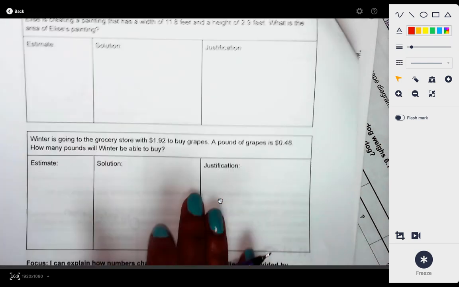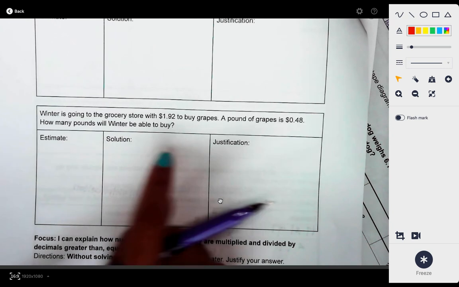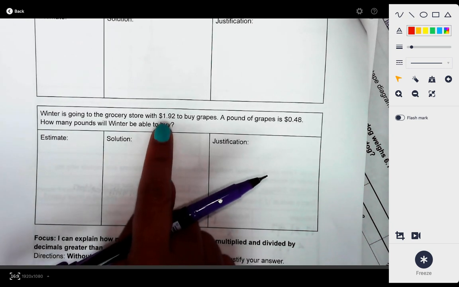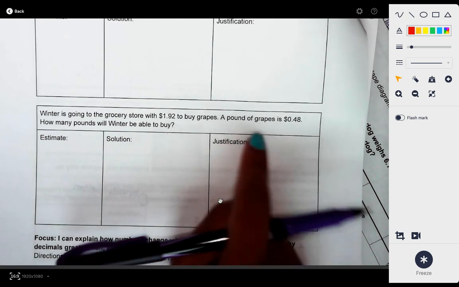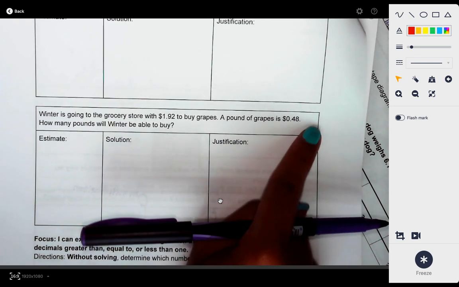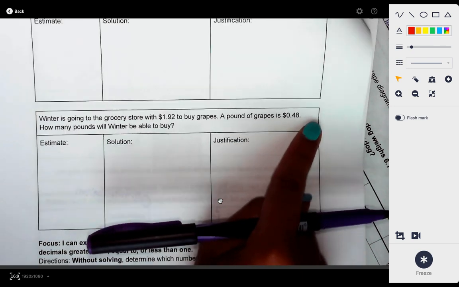Same things with these, but I want to talk about this one. Winter is going to the grocery store with $1.92 to buy grapes. A pound of grapes is 48 cents. How many pounds will Winter be able to buy?